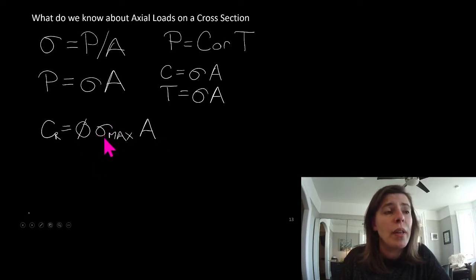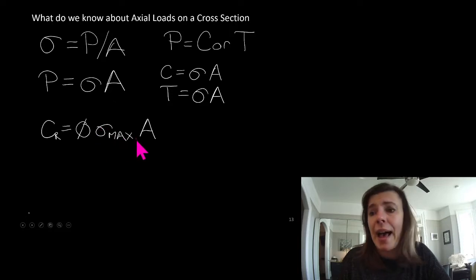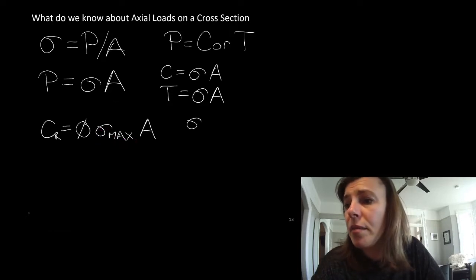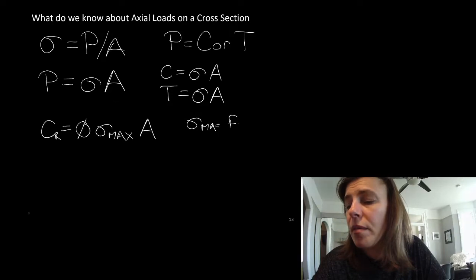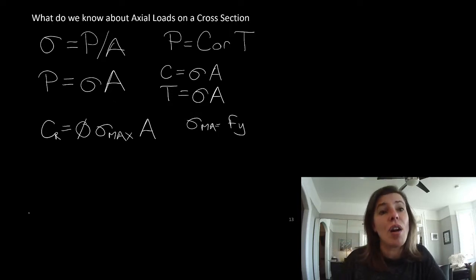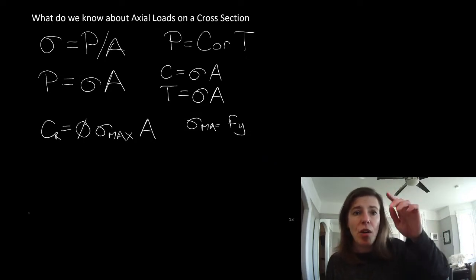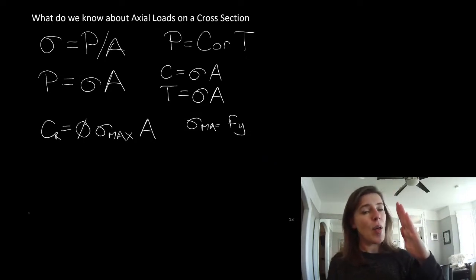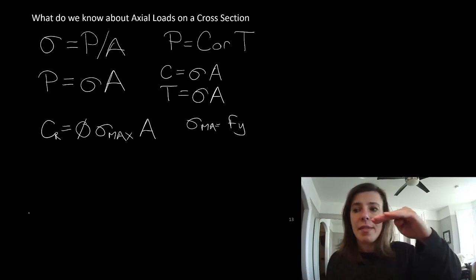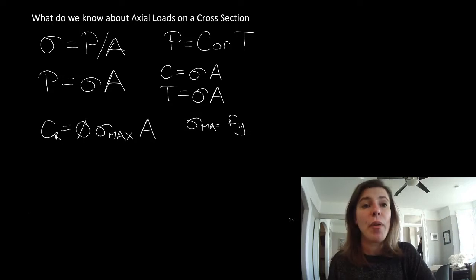Well, we know that if we're talking about steel, this stress max is our yield stress. That's where on our stress-strain curve we leave the sloped part. When we get to that part, that is our Fy, or the maximum stress we want our object to see.